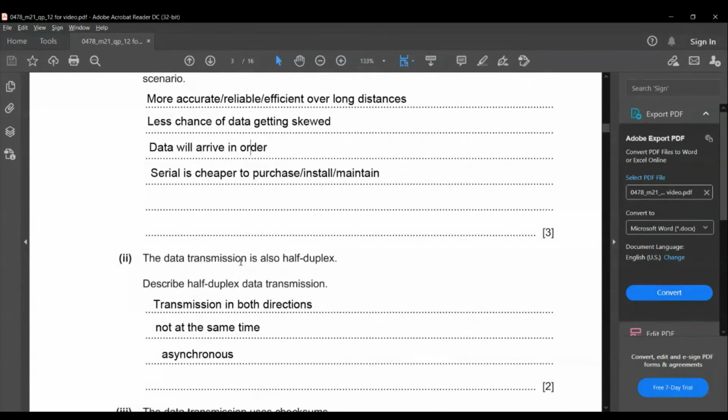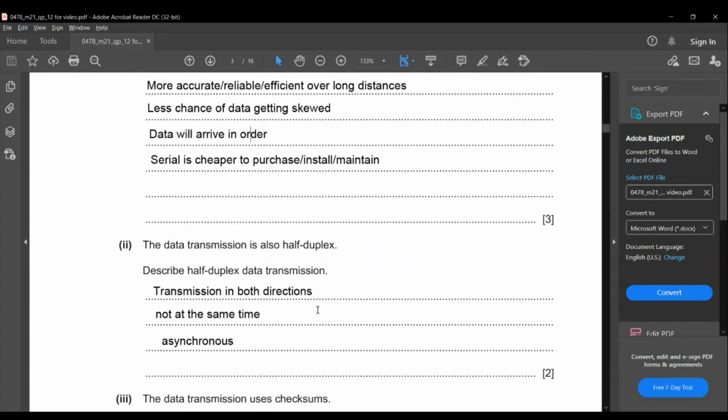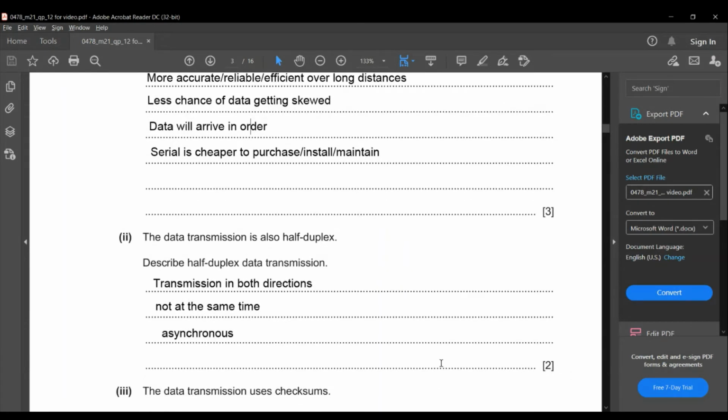The next subdivision is: the data transmission is also half duplex. Describe half duplex data transmission. So this question is for 2 marks and you would get 1 mark for writing transmission in both directions. But half duplex is transmission in both directions, not at the same time. Full duplex means transmission in both directions at the same time. Half duplex uses the asynchronous method.